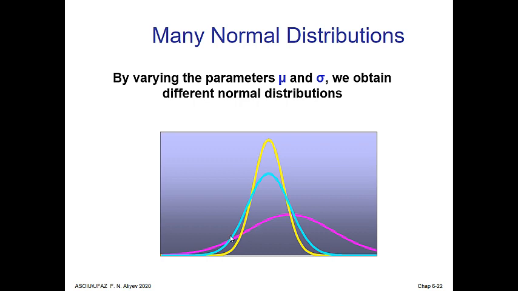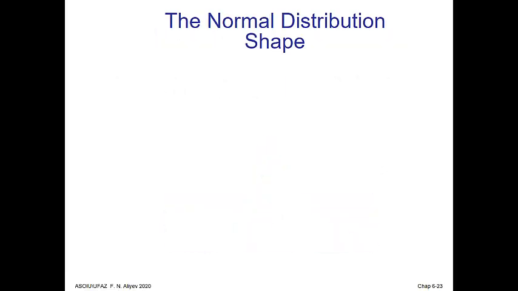In this picture, you can see several normal distributions which have different shapes, but all of them have the same characteristics, as they are symmetrical and bell-shaped. By changing mu and sigma, we can obtain many different normal distributions. The shape of the normal distribution, remember, only depends on the values of mu and sigma. We can change the shape of the normal distribution.